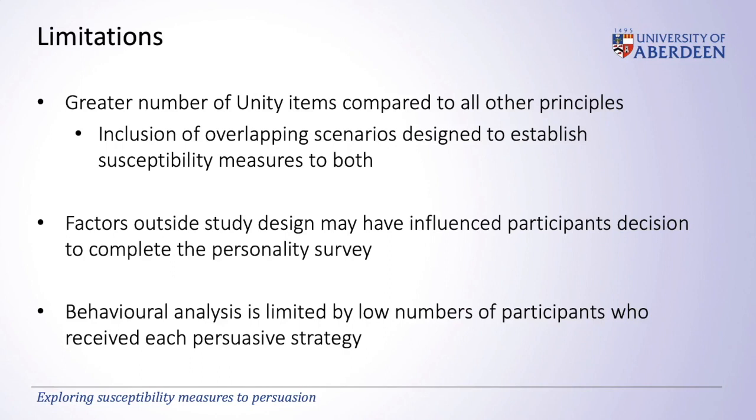I will now discuss some of the limitations of this work. With regards to the questions concerning susceptibility to unity, there are more of these compared to other questions related to other Cialdini principles. We accepted this trade-off as we sought to include potential overlap between social proof and unity, in addition to measuring susceptibility to both, respectively. Our analysis and criteria used is intended to remove as many redundant questions as possible, but there are possibly some practical disadvantages to the disproportionate number of questions for unity compared to other principles.